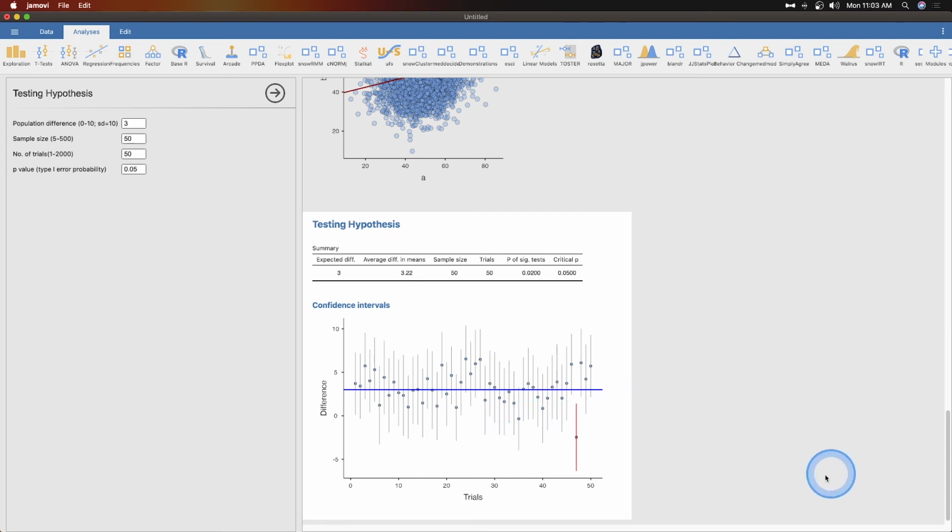So, 1 out of 50 trials, we're going to end up with a confidence interval that does not give us our expected difference. So the average difference in mean is the average of all of these means to this blue bar. And it looks like that the probability of getting something like this out of 50 is 0.02. So hypothesis testing, that would be a place to reject the null hypothesis. So that is the demonstrations, the CLT, the Central Limit Theorem module in Jamovi.